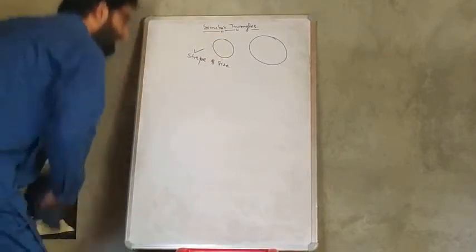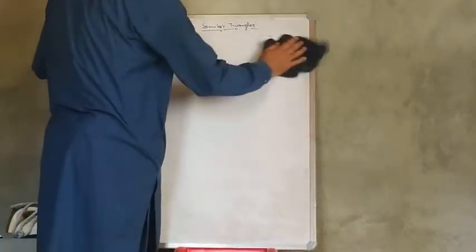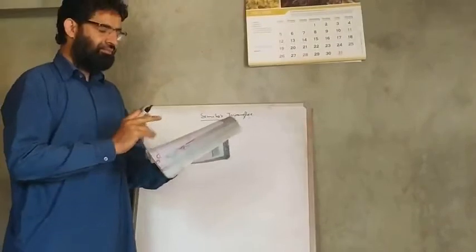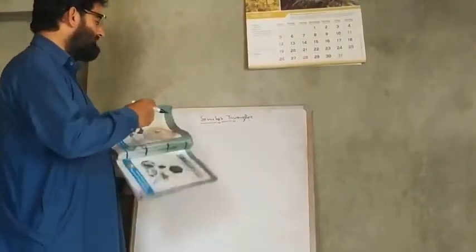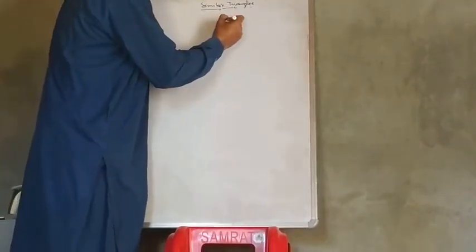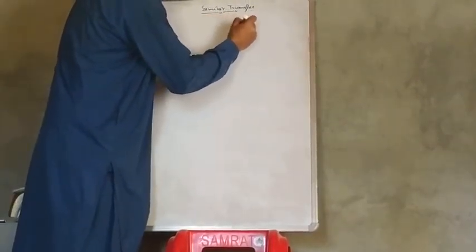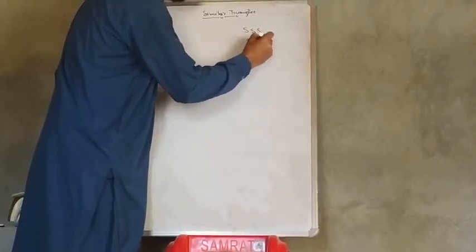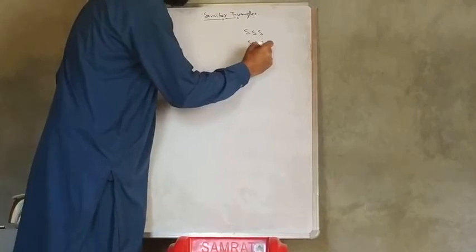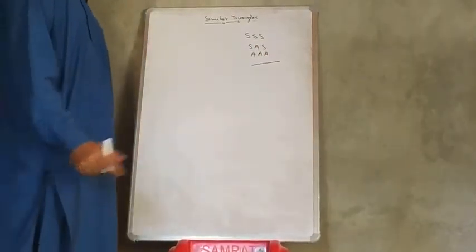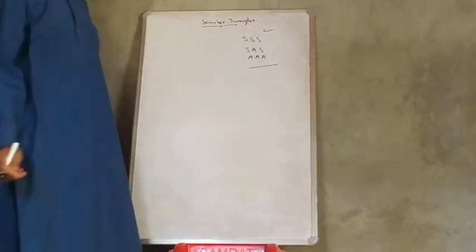So there are three rules for two triangles to be similar. That is, first rule is SSS, second is SAS, third is AAA similarity. So these are the three rules for two triangles to be similar.